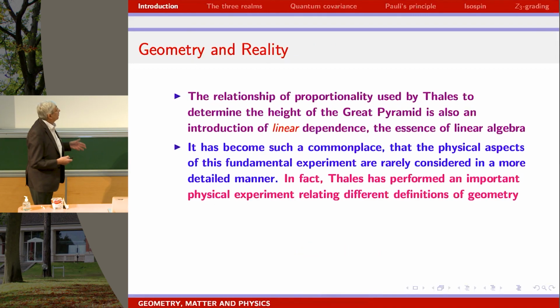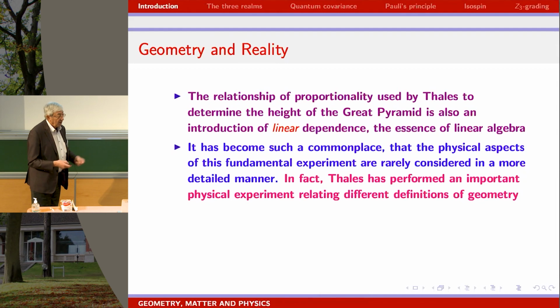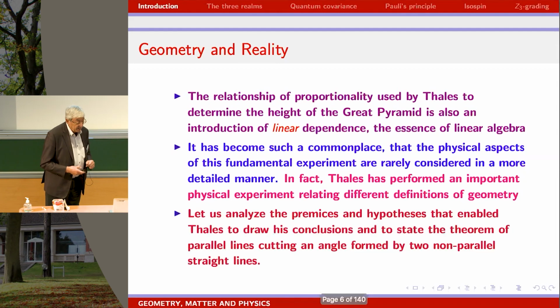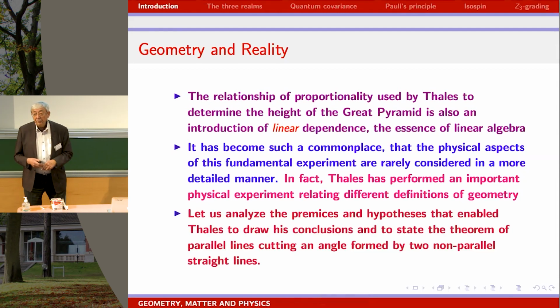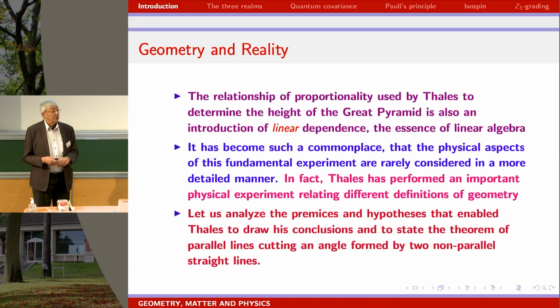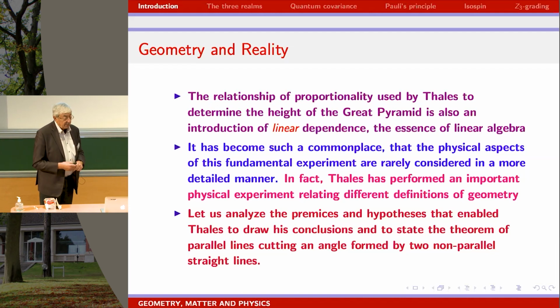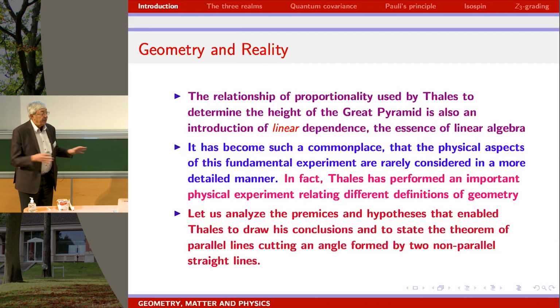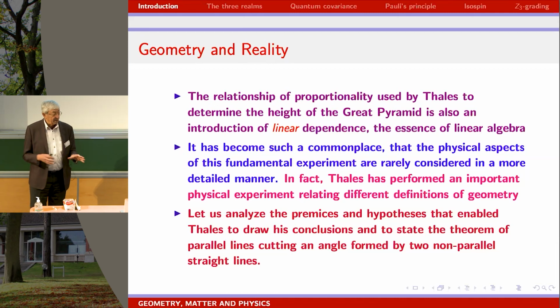So the relationship of proportionality is, of course, but it proves something because he was using three different types of definition of what is a straight line and what is a right angle. So these three definitions went from three different domains of physics.